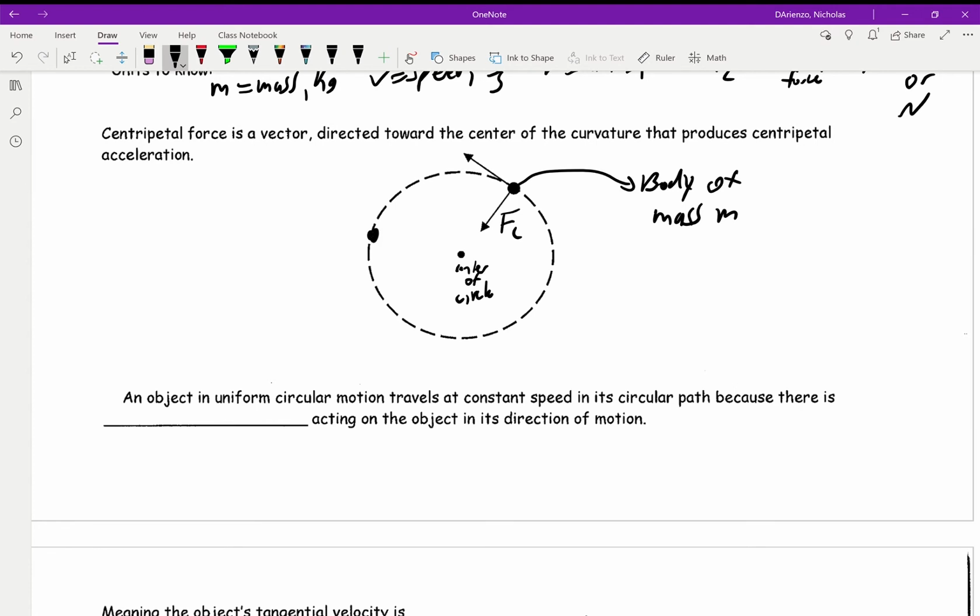Now if we take a look at this other side here, we always have a velocity vector that's tangential to the path of curvature, and our centripetal acceleration, which is v squared over r, is directed towards the center of our circle. Now an object in uniform circular motion, traveling at constant speed in its circular path, continues like this because there really is no net force that's changing its motion.